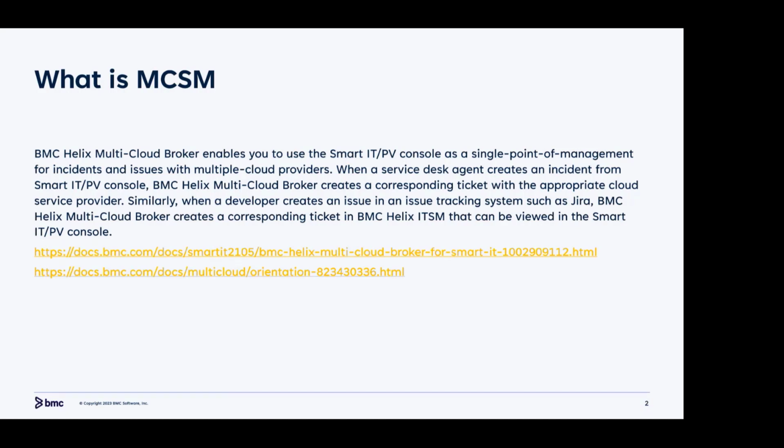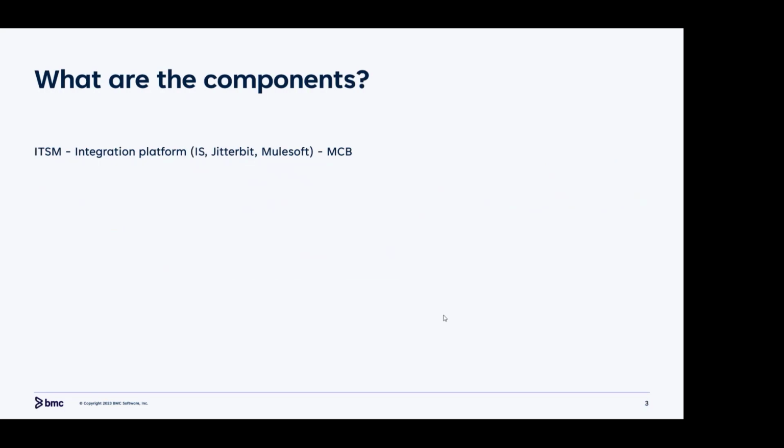Vice versa, when a developer creates an issue in an issue tracking system such as Jira or the BMC cloud broker, it would create a corresponding ticket in BMC Helix ITSM that can be viewed again in Smart IT or the PV-enabled Smart IT console. So both these systems, the multi-cloud system and the ITSM system, can talk to each other with the help of this application.